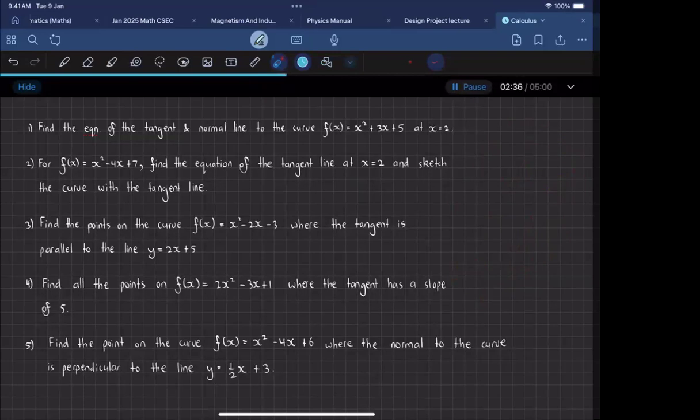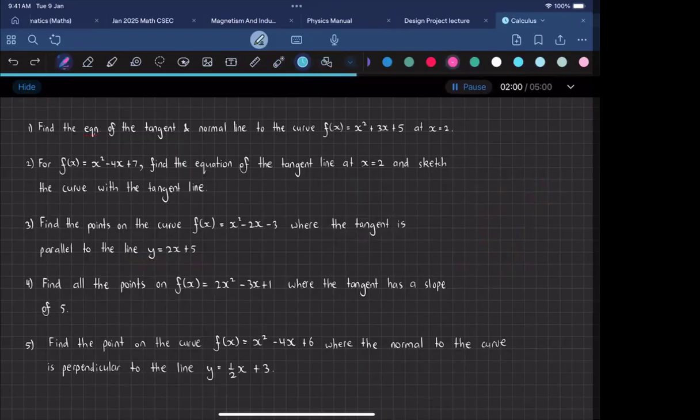So find the points. In this question, you have a curve and you have a tangent. You just don't know where your tangent is. But it's saying the tangent is parallel to a line y is equal to 2x plus 5. And what we know is if two lines are parallel to each other, the gradient is the same. So the gradient of this line is 2. The gradient of the tangent is 2. Right. So now you need to figure out the points.